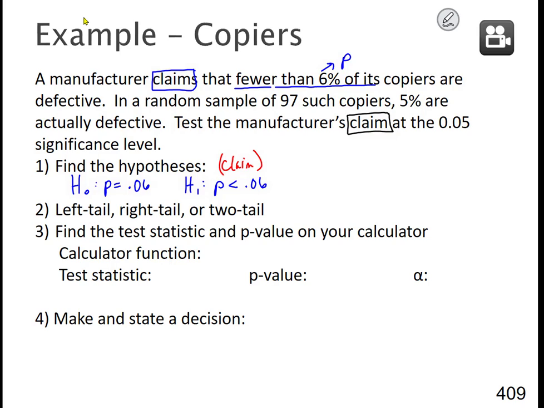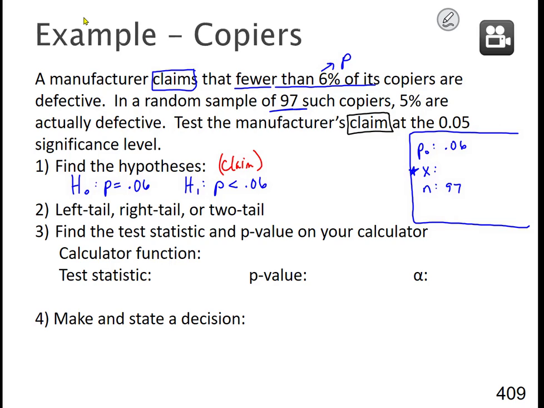Now, at this point, if you wrote down what you needed to type into the calculator, the first thing, p sub 0, is the number from the hypothesis, so 0.06, and then you need a part x out of the whole n. Now, we definitely know that the whole is 97 copiers, but this one requires one extra step. And it's an important step we saw back in Chapter 7 with confidence intervals as well.